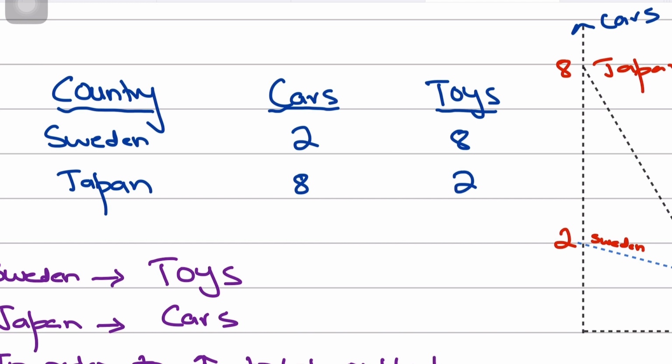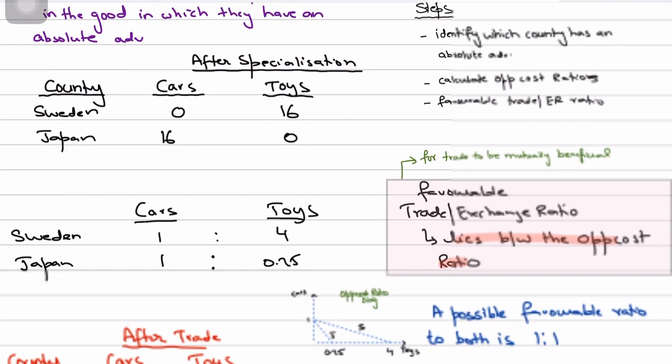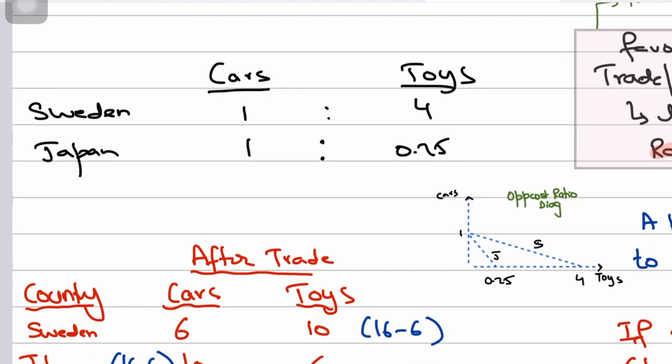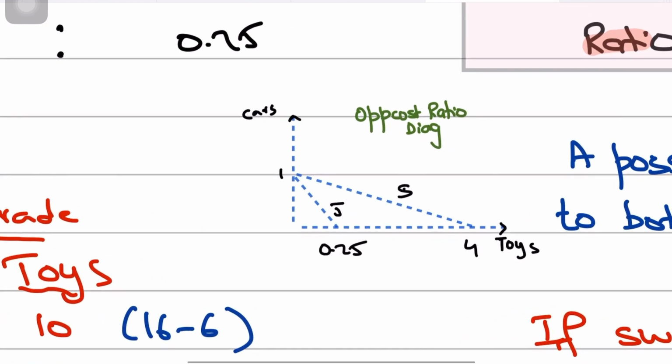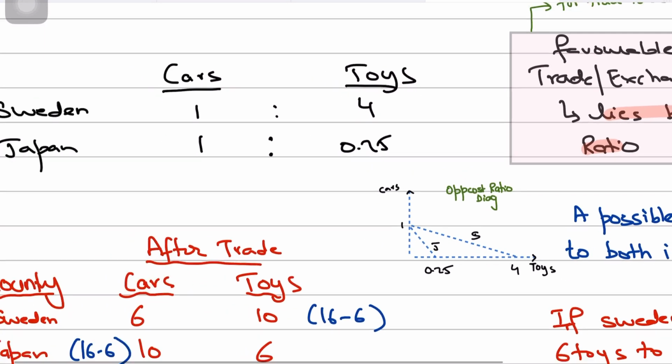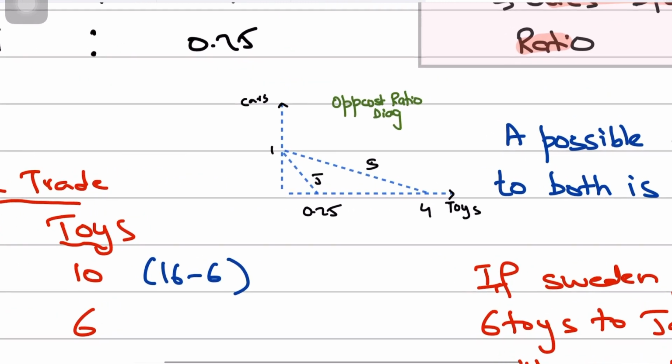Now I'm going to be writing these opportunity cost ratios here, and I've written them here. For Sweden, the opportunity cost ratio is 1 car to 4 toys, which simply means that in order to produce a car, Sweden has to forgo 4 toys, and for Japan, in order to produce a car, it has to forgo 0.25 toys. Now guys, I've made an opportunity cost diagram here as well from the same values that we just calculated, so that you can understand it better.